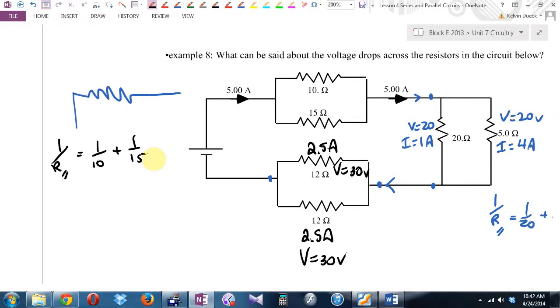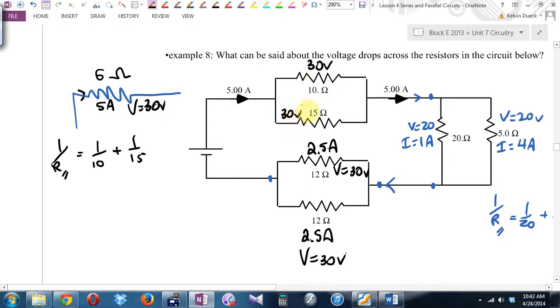6. So what's the equivalent resistor? Sorry? 6? You guys are doing this, yes? Yeah, okay. So 6 ohms. How many amps are going through this section? 5 amps. How many volts must I lose going through this section? Must lose 30 volts. So that hill is 30 volts high, and that hill is 30 volts high.